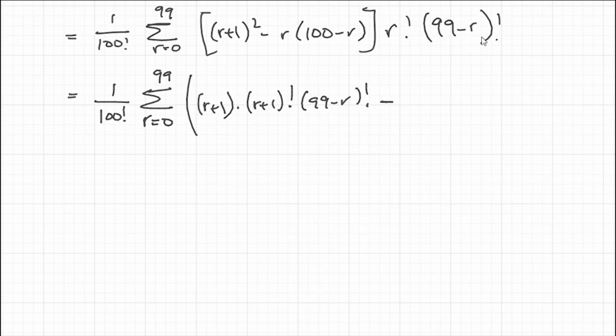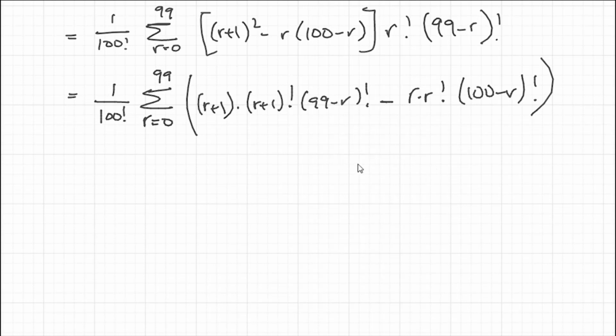Now this 100 minus r here times this 99 minus r factorial is going to become 100 minus r factorial. And this r times r factorial, well, it's just r times r factorial. So we have this here times 100 minus r factorial. And now if we have a stare at this for a second, we can notice that this is actually the method of differences, or a telescoping sum.